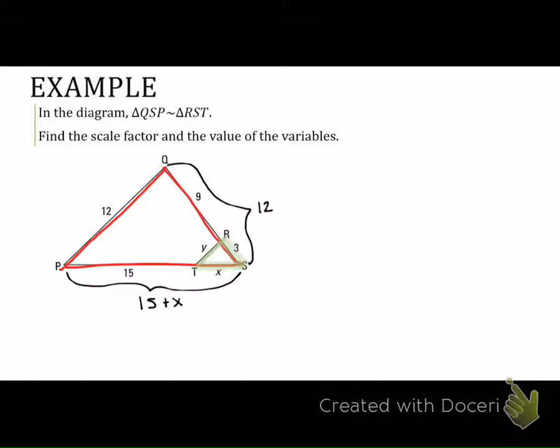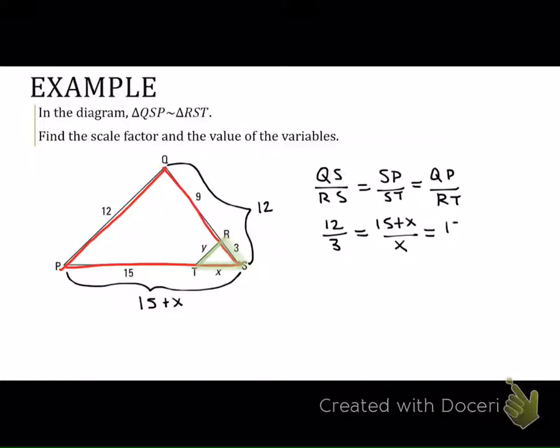So if we are looking at this, we have QS over RS, SP over ST, and QP over RT. So that's 12 over 3, 15 plus x over x, and 12 over y. So our scale factor is 12 over 3, which is just 4. Do you guys see that? If you do 12 divided by 3, that's 4. So that's our scale factor. We can figure that out there.